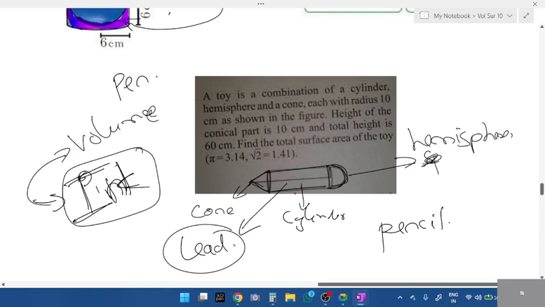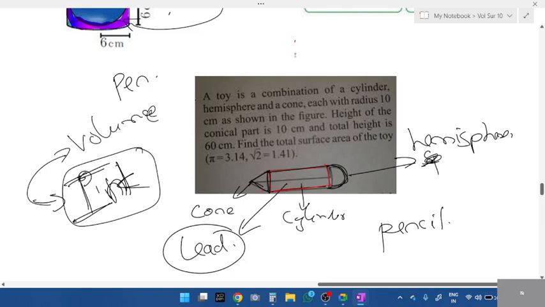Now tell me, where will the volume be placed? If this is a pen, where do you think the ink is placed, students? Is it placed in the cylinder part, cone part, or the hemisphere part? All of you will respond. Out of these three parts, where is the ink in a pen? The cylinder part. So if you want to calculate the volume of ink, you just calculate the volume of the cylinder. Simple. Calculate the volume of the cylinder, you'll get the volume of ink.